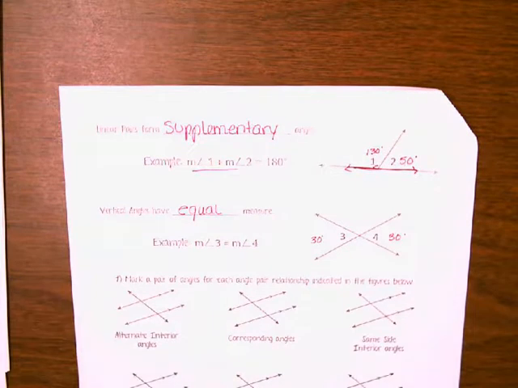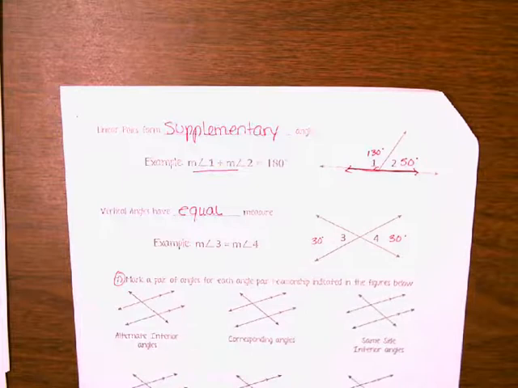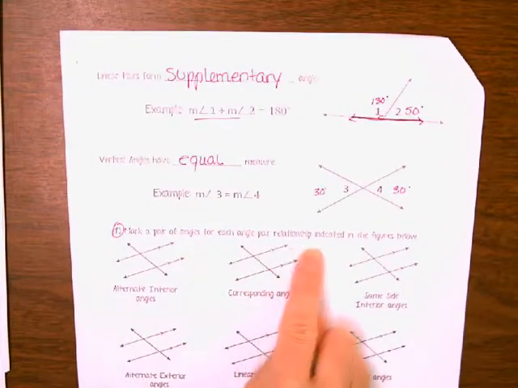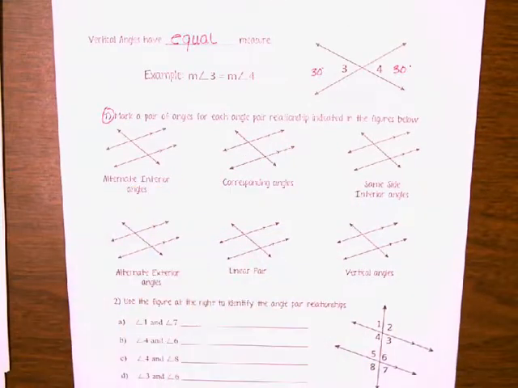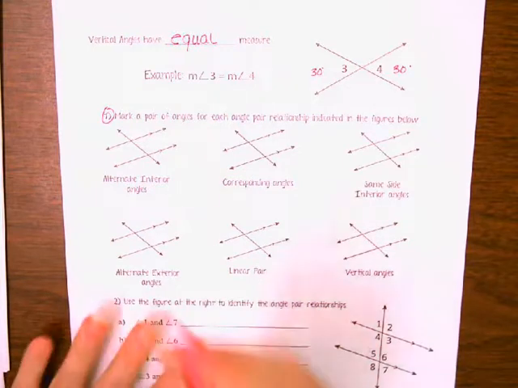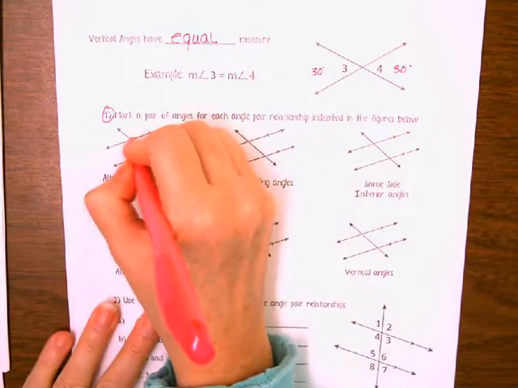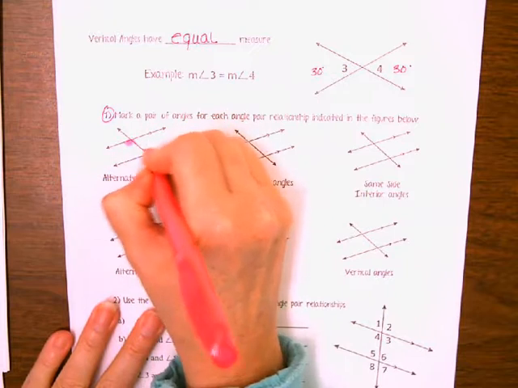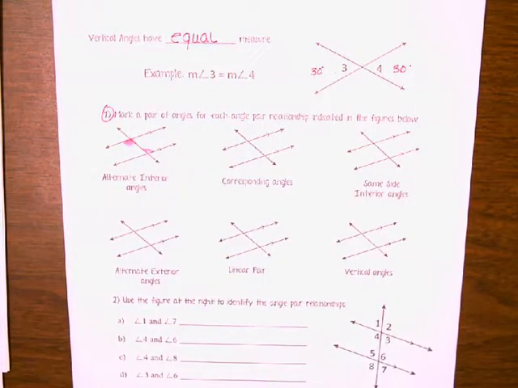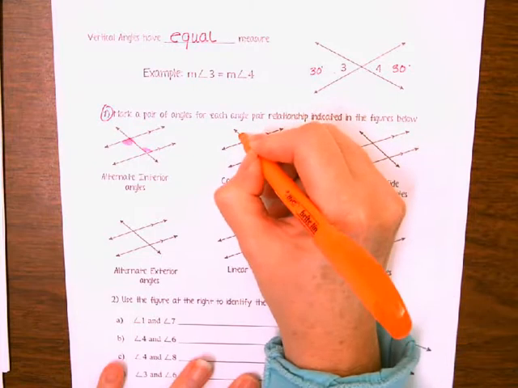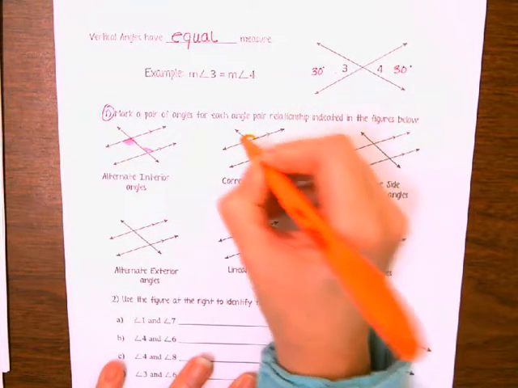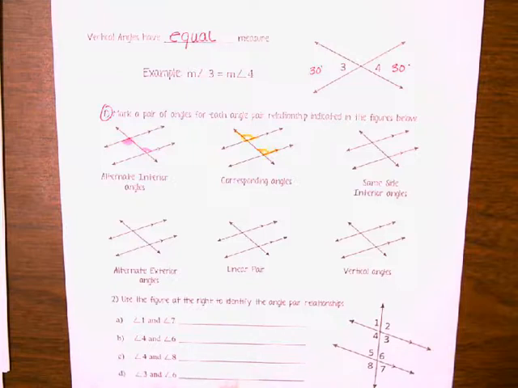All right, directions. Mark a pair of angles for each angle pair relationship indicated in the figure below. Alternate interior angles. Let's see, alternate interior, opposite inside. So here's one, and here's one. Okay? Let's mark corresponding angles. They sit in the same position. So it could be this one and this one. See how they're kind of on the top of each of their sections?